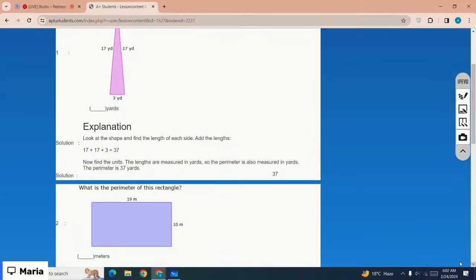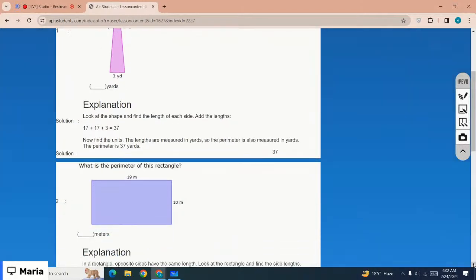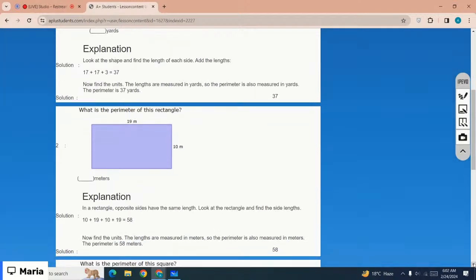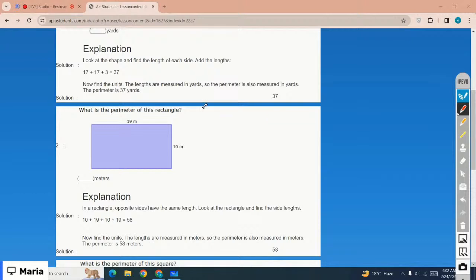The next one is, what is the perimeter of the rectangle? You are given a rectangle, you need to calculate the perimeter. So we know that in a rectangle, the opposite sides are equal in measurement. So this one is 10 meter. This one is also 10 meter, right? This is 19 meter. This is also 19 meter. So you need to add them all. The correct option is 58 meter. The perimeter is 58 meter. Got it?